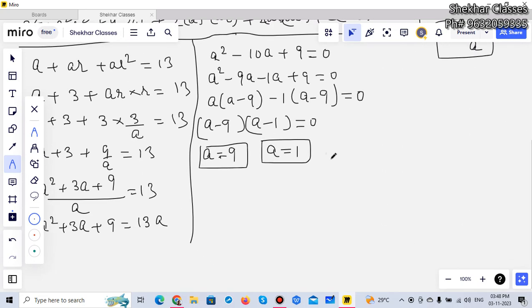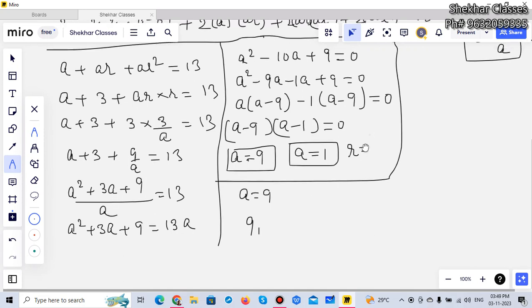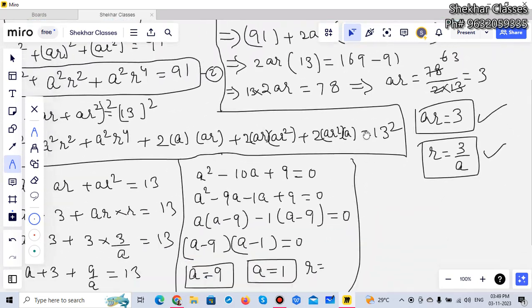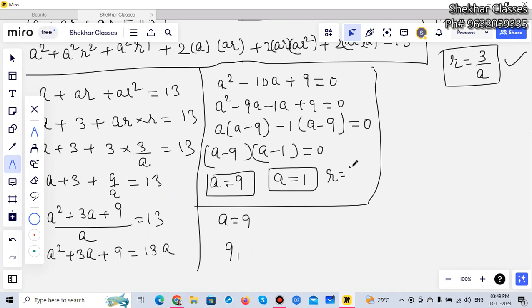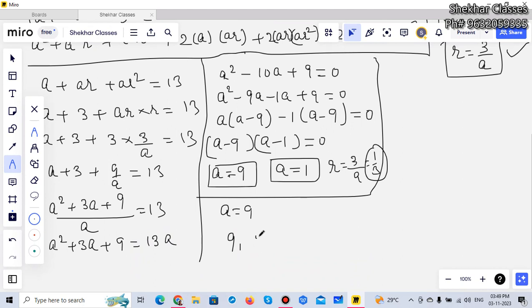So we have to get the GP here using the 2 separately. So when A is 9, the GP will be 9 and AR. So R we have already got as how much? R is 3 upon A. So R is 3 upon 9, which is 1 upon 3. So the next one will be AR. AR we already have as 3.